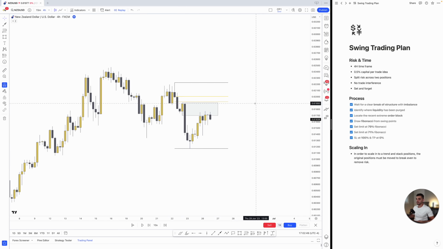which helps me not be liquidated, okay? Because that could easily be used as inducement to induce early sellers, and then they get liquidated. That happens quite often. So just by simply focusing on these two levels, that alone helps me avoid being liquidated unnecessarily. Now you can see that these retracement levels also line up nicely with this imbalance.